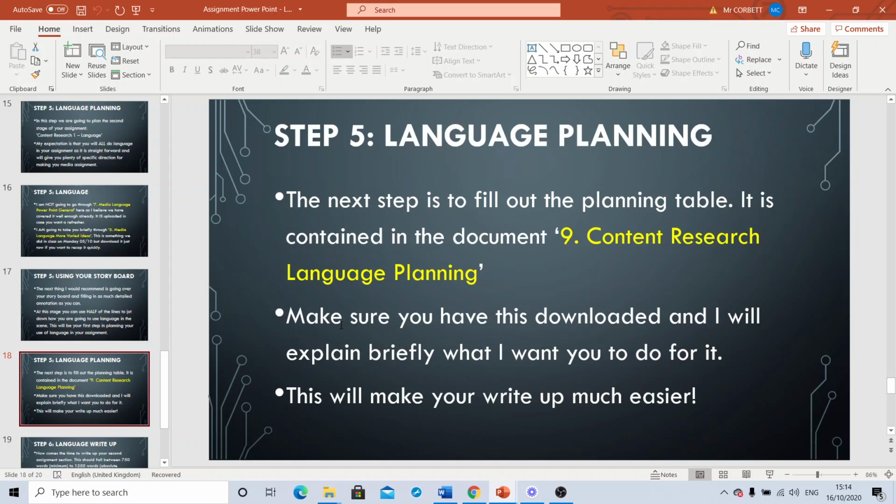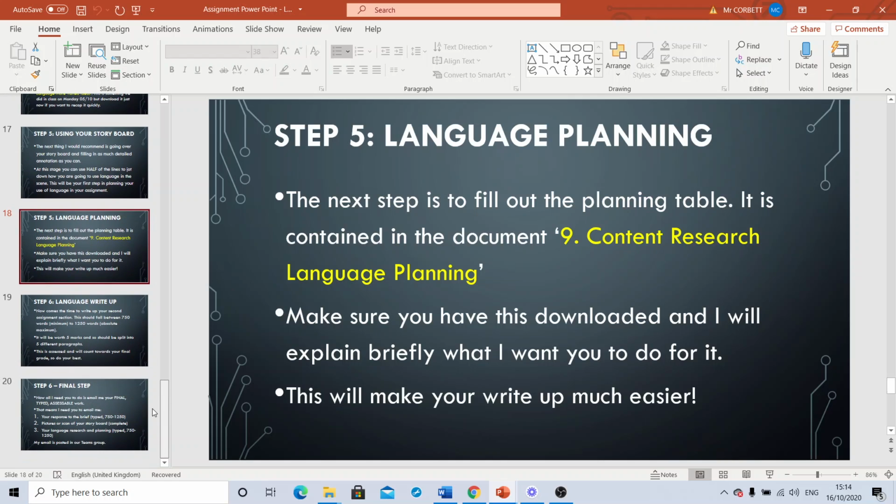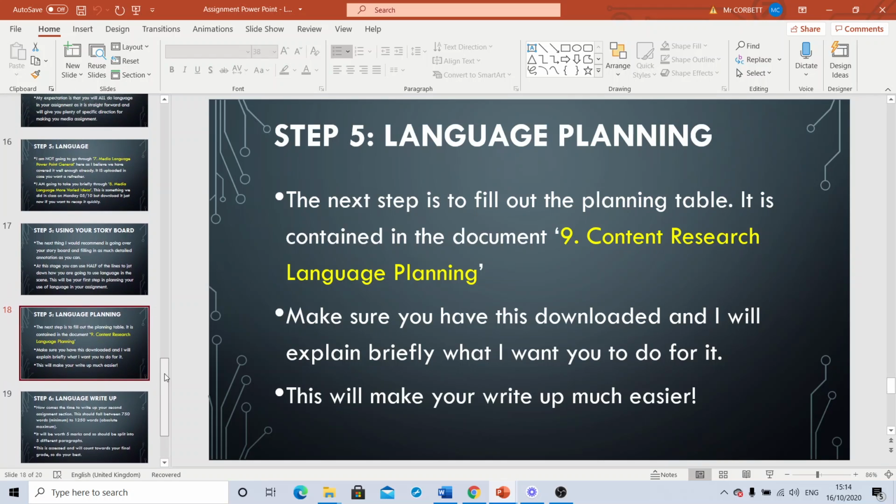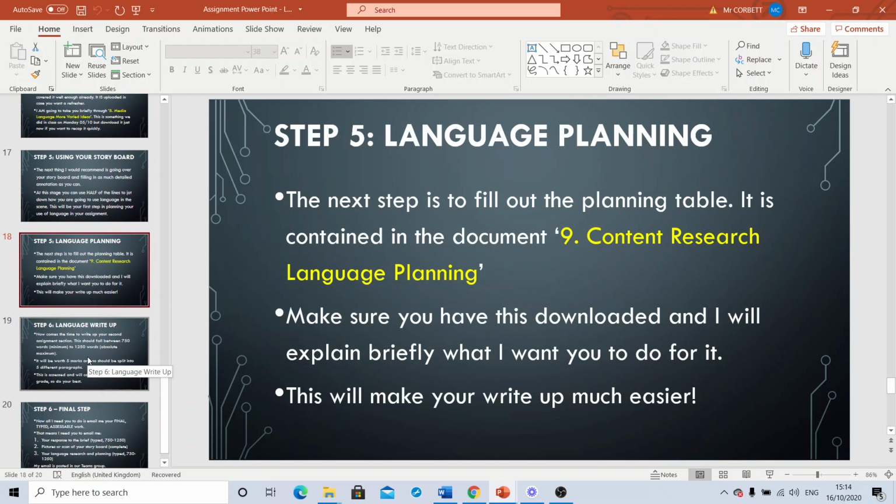The better you do here, the better you'll do in your ultimate write-up, which is the next step. Actually, you know what? I'm just going to go through the write-up step as well because it's phenomenally straightforward.